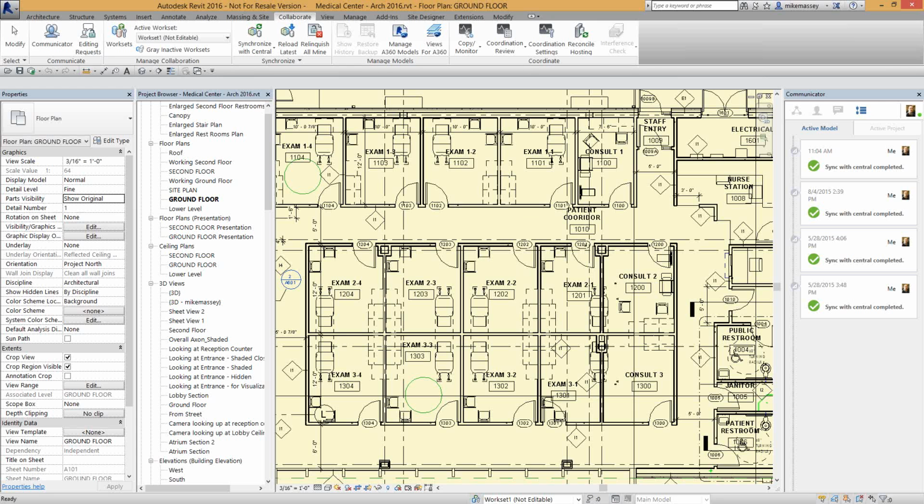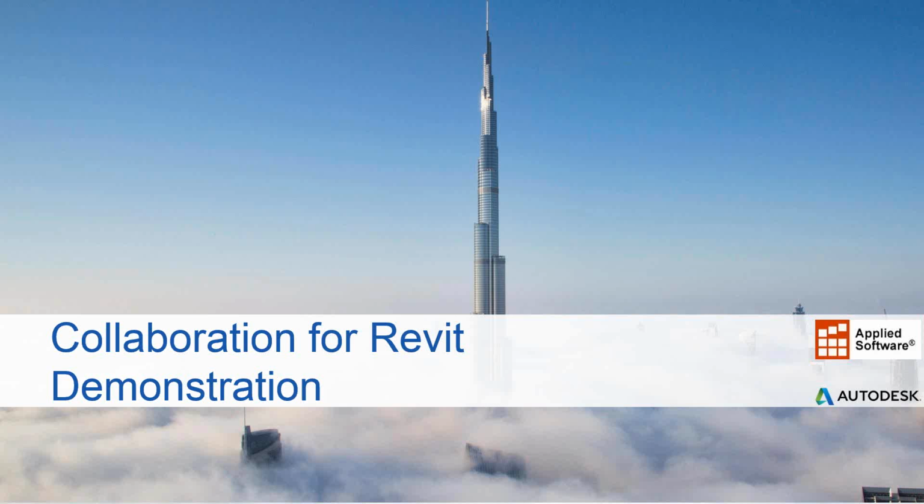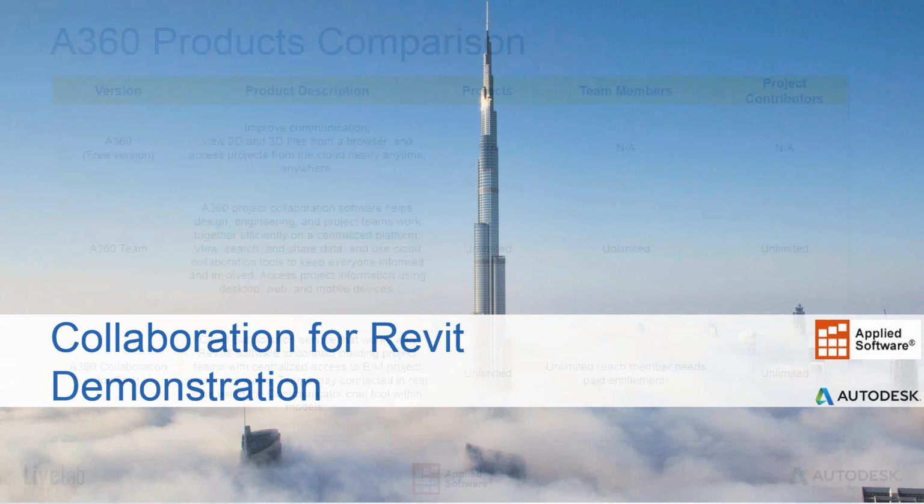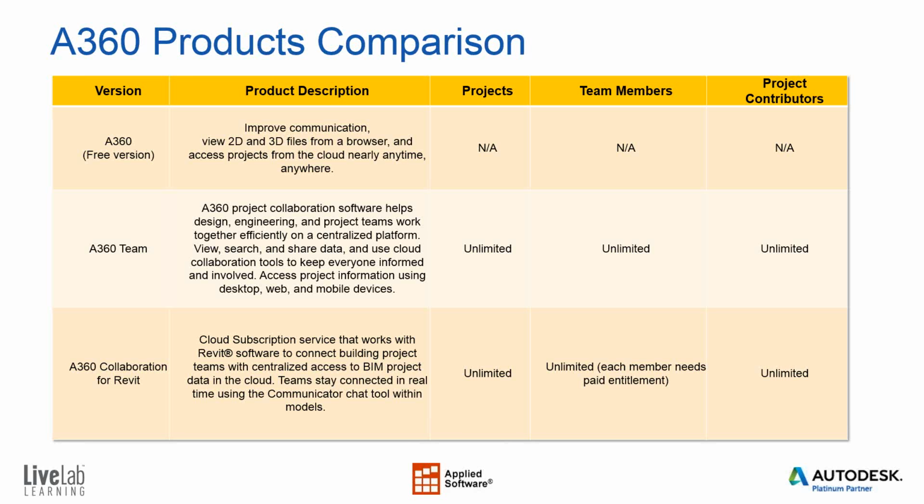So with that, let me go back to my slideshow and just summarize here. I've talked about two main products. I've talked about A360 Team, and then I've talked about A360 Collaboration for Revit. There's another product out there just simply called A360. And so I want to make sure you understand the difference between these three.